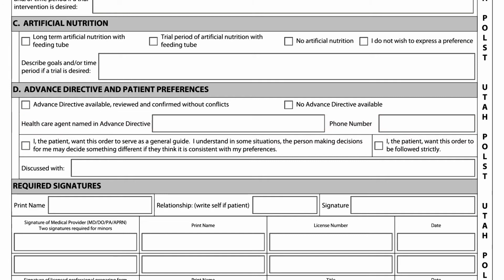If the patient is willing to say that they don't want this changed, they want this followed specifically, they can mark the box, I, the patient, want this order followed strictly. But if they want their decision maker to have some leeway, the first box can be marked. If there is more to discuss, you can put it in the discussion as to who all was present during this conversation.